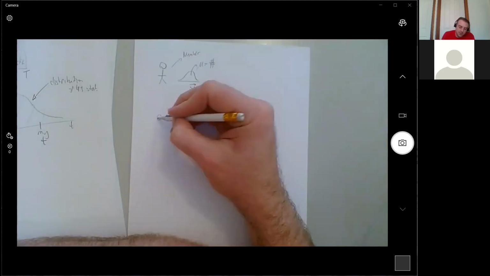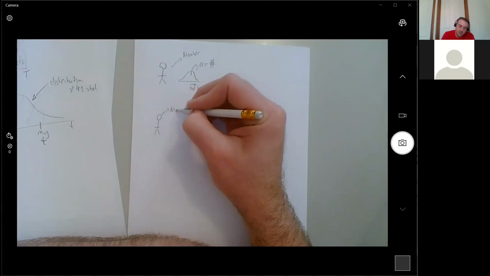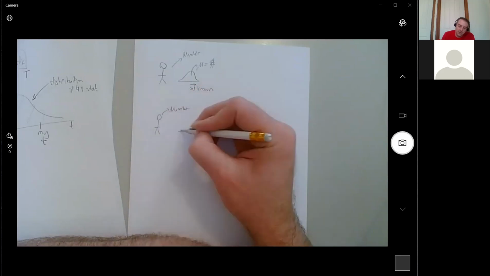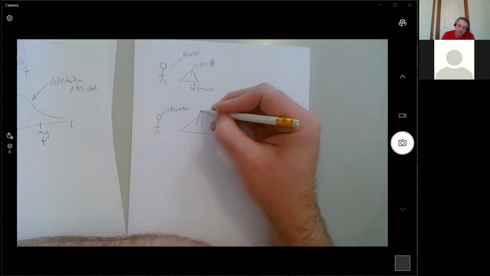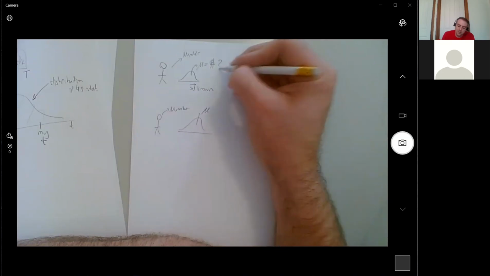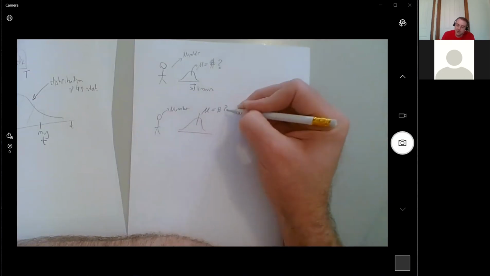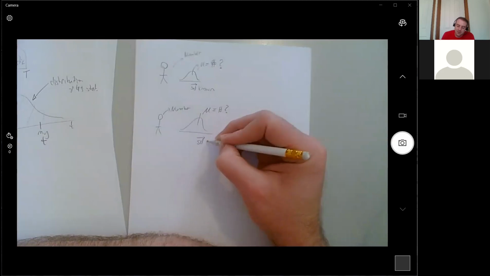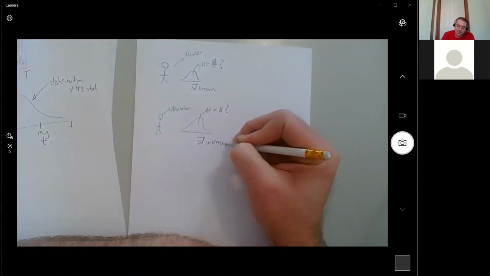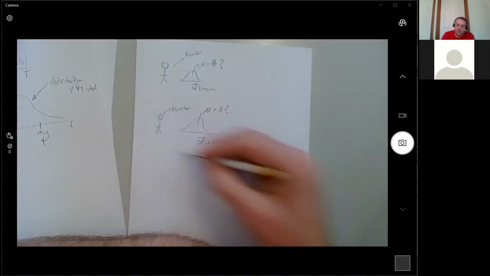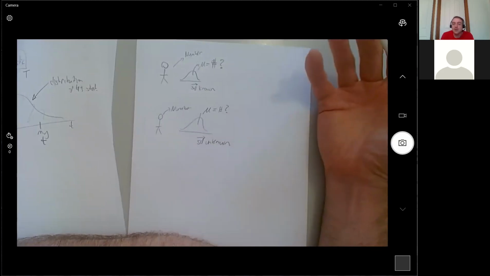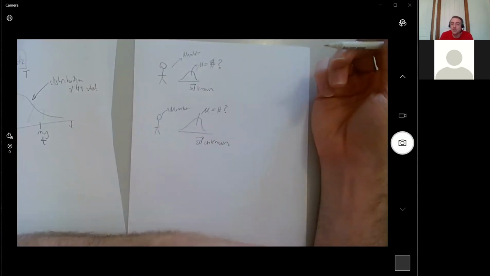And then there'd be the situation where everybody has a number recorded, and you are asking the question of, is the mean equal to a particular number? And the SD is unknown. So this is the one that's most common in actual real life use of statistics, because almost never do you actually know the real standard deviation.